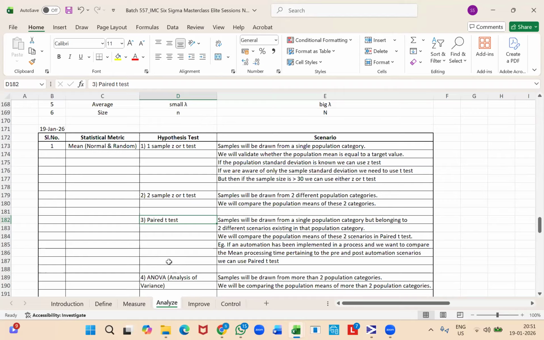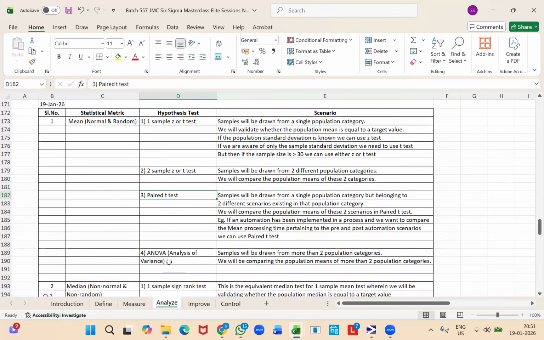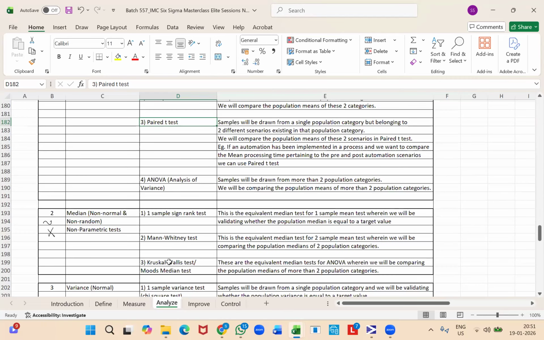So these are the 4 tests that we have for mean, and this is the maximum. For all the other metrics, we will not have so many tests. Only for mean, we will have these 4 tests which can be applied for different scenarios, right? And then moving on to the next metric, which is median.